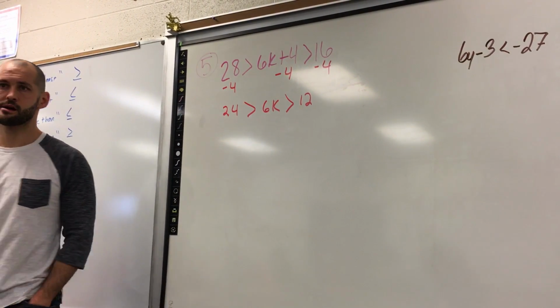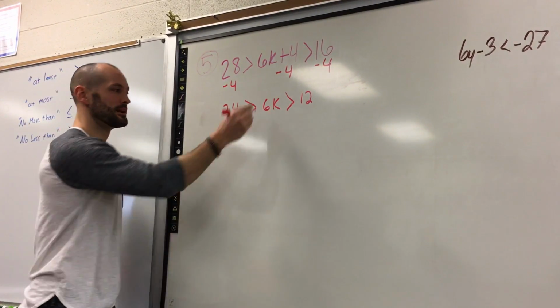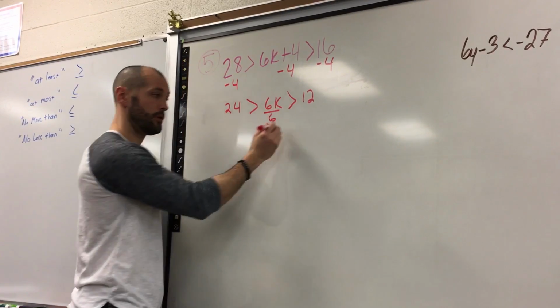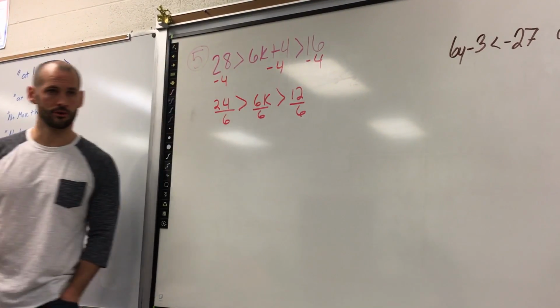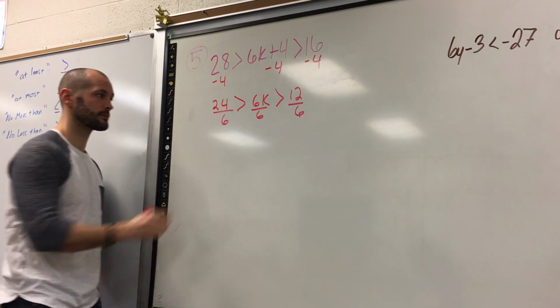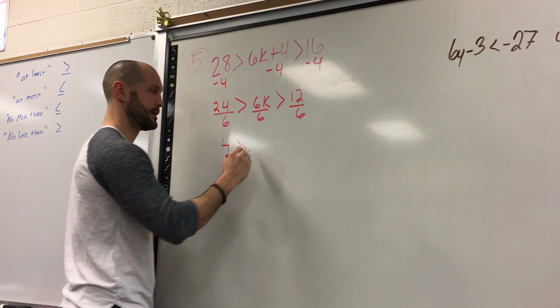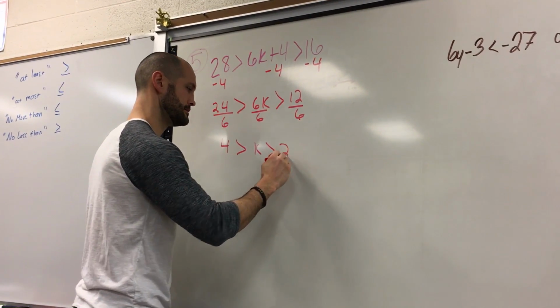Okay? What would I do? Divide by 6. And again, what you do to one, you do to all. We're doing okay? We end up with 4 greater than k greater than 2.